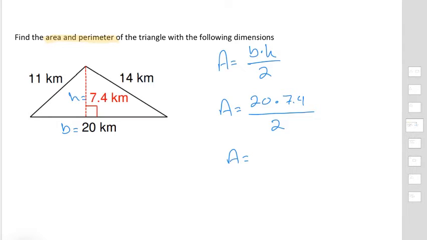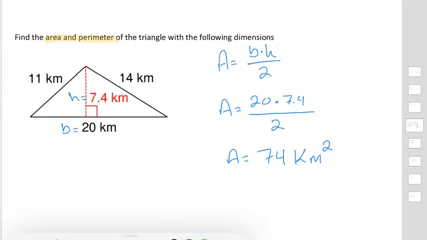And so when we put it in the calculator, we get a total area of 74, and we can't forget about our units. Our units here is kilometers. Now, because we're talking about area, it's going to be kilometers squared. And so that's for area.